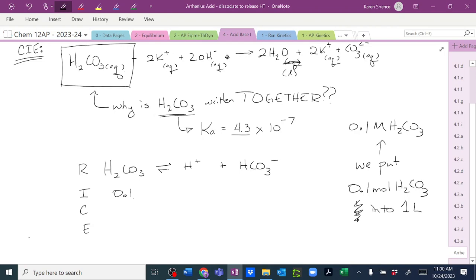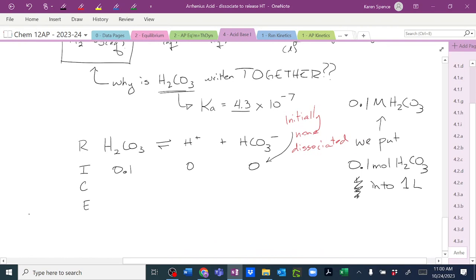Now, initially when I throw that acid in there, how much has dissociated? 0, right? Because in that instant when I throw it in, it has not dissociated. It will then proceed to dissociate, but initially none is dissociated. So if I wanted you to figure out how much had dissociated, could you do that? What would you do?